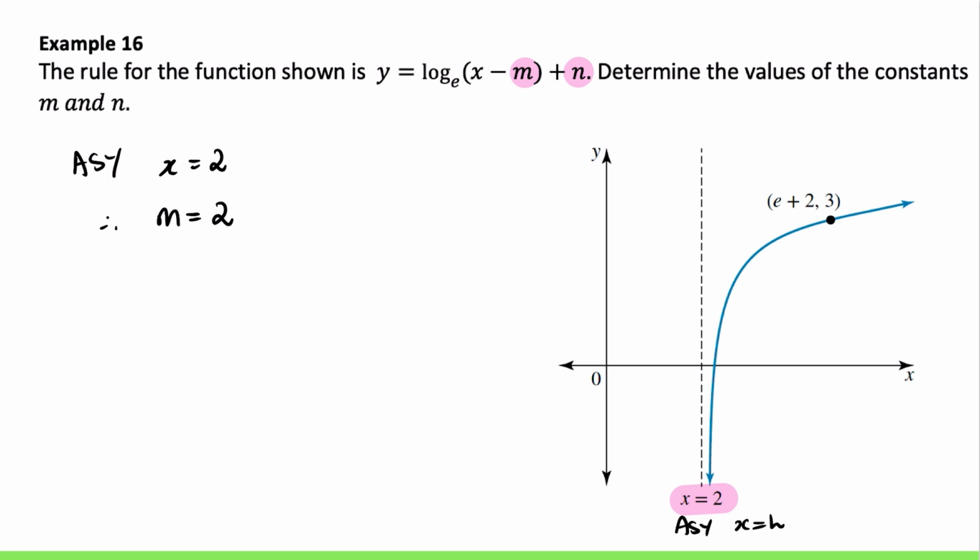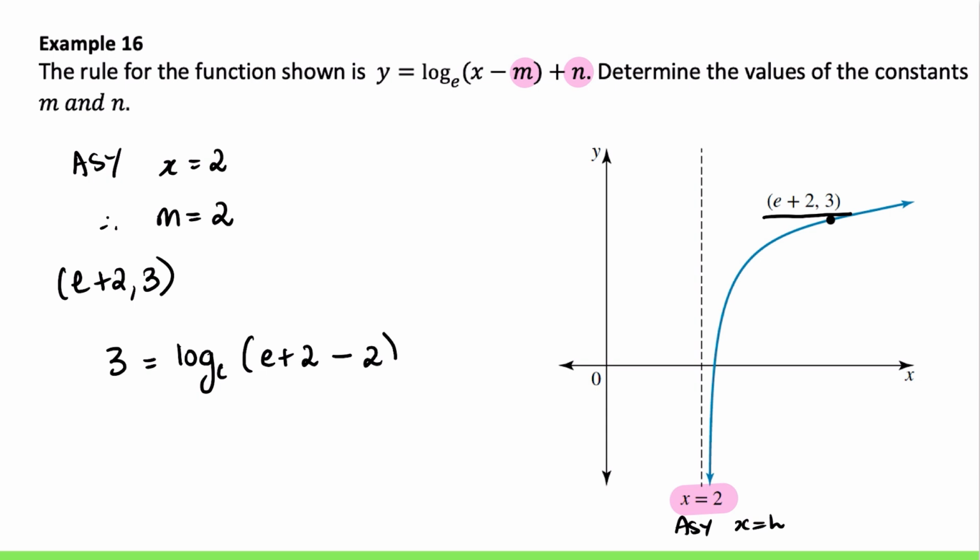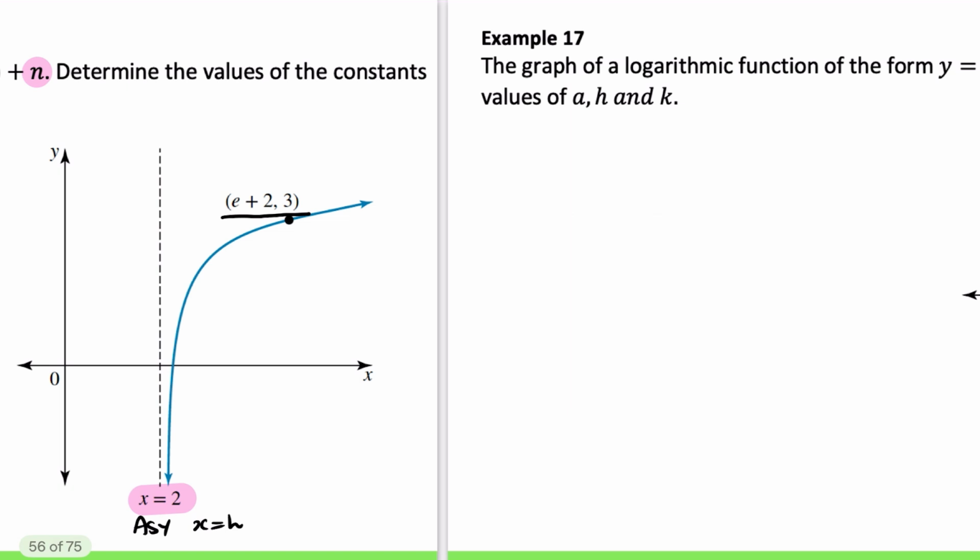Now to find n, it's just going to be a matter of substitution. We do have another point. We're going to substitute that point into the equation, and then we will solve for n. So when y is equal to 3, x is equal to e plus 2, and m we already found was 2, so I'll sub that right back in, and now we just need to solve for n. So 3 is equal to log e, then e plus 2 minus 2 is just e, so we've got an e here, plus n. Now we know from our log laws that if the base and the insides match, then that's just equal to 1. So I'll just write that that's equal to 1. So n will be equal to 2. Okay, that's very nice and easy. So we end up with m equals 2 and n equals 3.